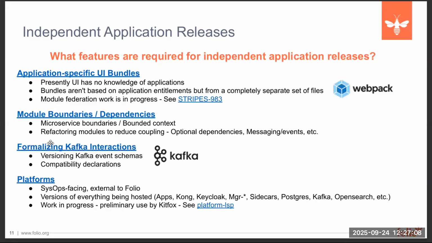The platform descriptor is a formalization of that in that it's a version descriptor as opposed to just relying on GitHub branching strategies. And it includes everything that you need to run Folio. So versions of the infrastructure, versions of the applications, versions of the core components from Eureka and so forth. So that's work in progress by Kitfox. There's actually a preliminary version of a schema for the platform descriptor. And we can get into the details of that if you guys are interested.